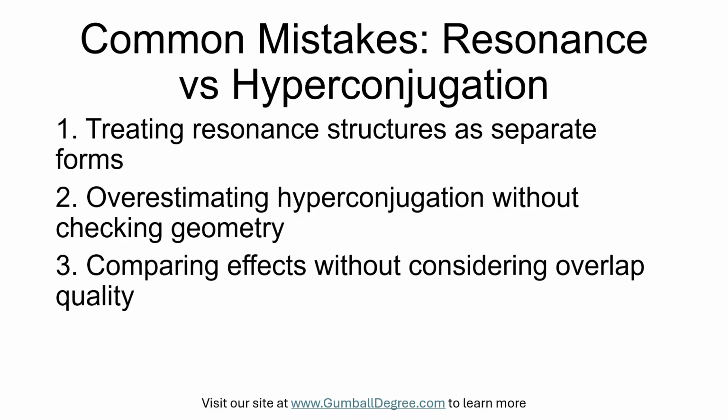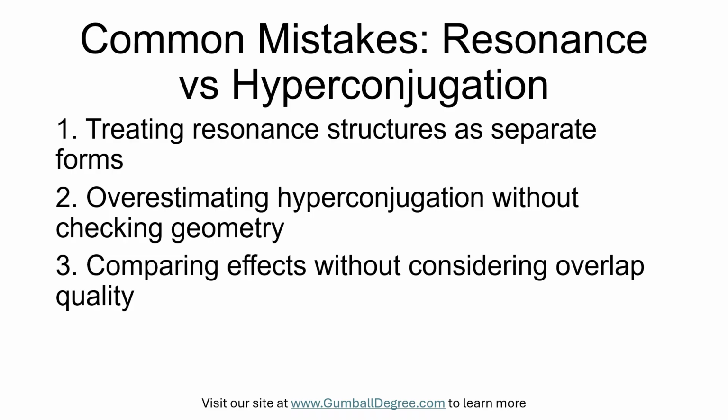Another frequent error is overestimating hyperconjugation by forgetting that only sigma bonds properly aligned and adjacent to the empty or partially filled orbital contribute significantly, so check geometry before assuming big stabilization.